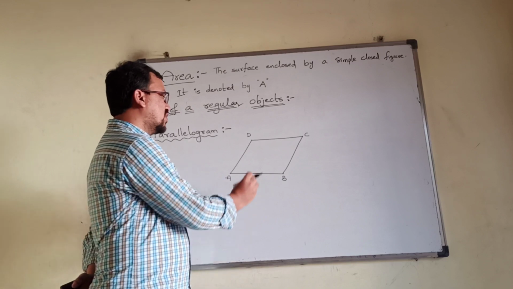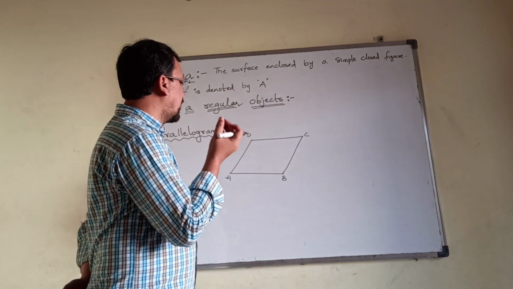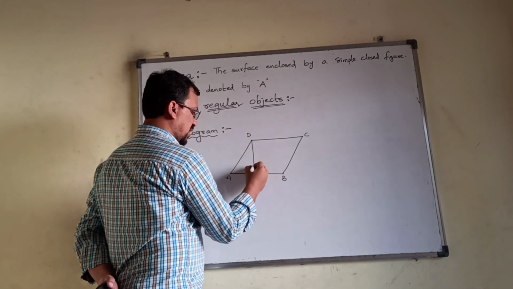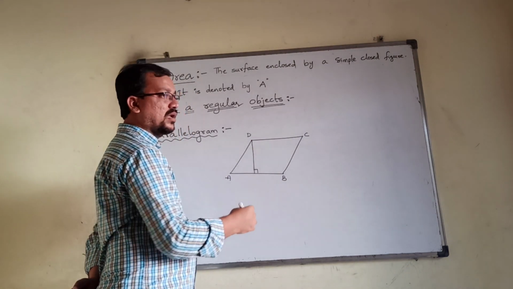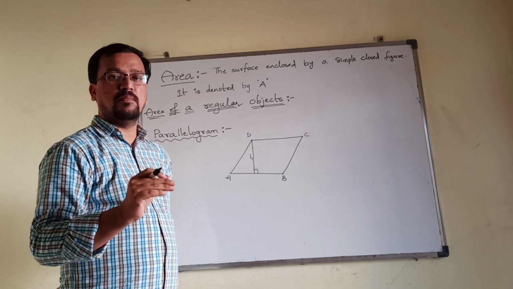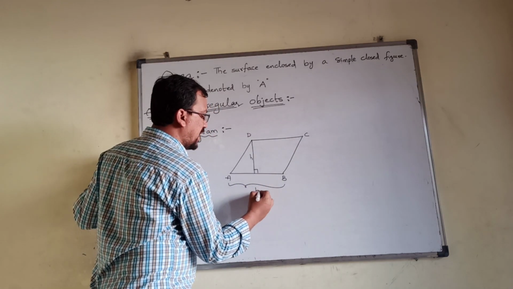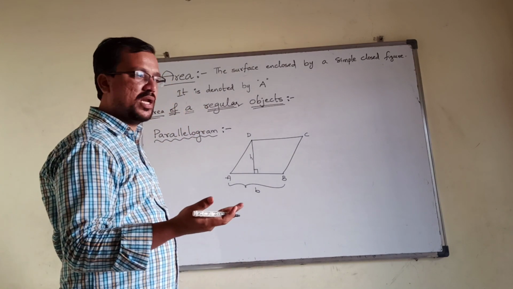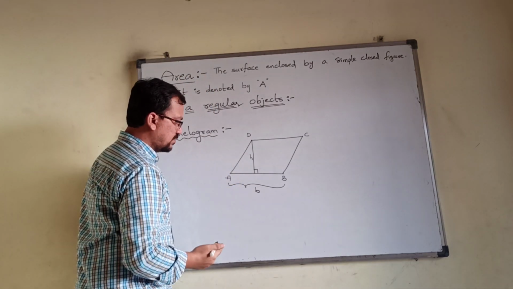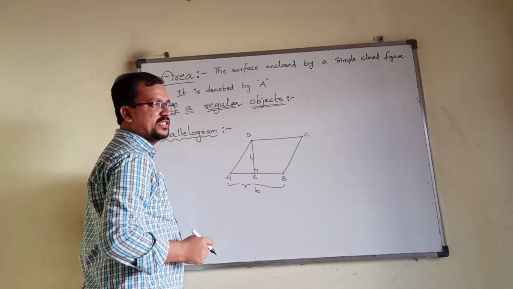We can find the area of this parallelogram using the area of the rectangle. Look at the figure carefully, what I am going to do. Let me draw a perpendicular, and you can call this the height of the parallelogram, and this will always be called the base of the parallelogram. Look at this picture carefully. If I take a point E here, DE is the height of the parallelogram.